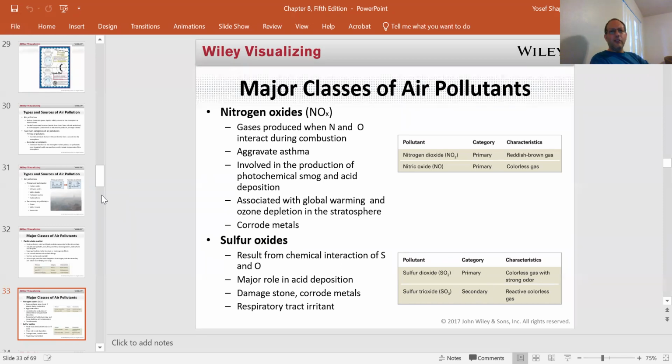So the NOxes are gases that are produced when nitrogen and oxygen molecules interact, usually during a combustion, a burning process. And these things are involved, and we'll see in a minute, in the production of photochemical smog and acid rain. The acid fog also, believe it or not. I'll show you some pictures of polluted areas in a second. I've got to pull it up. And these things are associated with global warming and ozone depletion in the stratosphere. And when these things land, they can corrode metals and other materials. And over the years, that's what's happened.